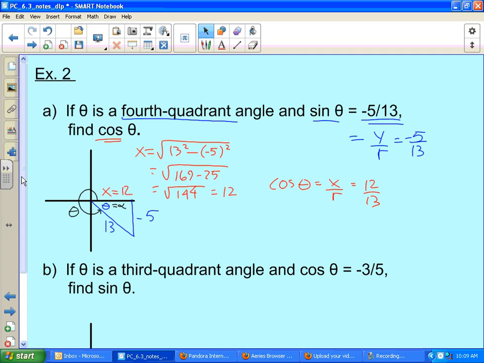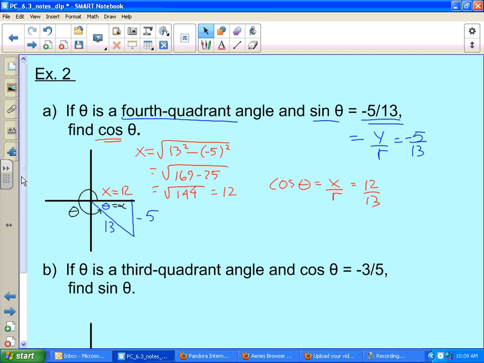Very good. It's because on the right-hand side, my x's are positive. On the left-hand side, my x's are negative. So that's why cosine is positive on the right and negative on the left, because cosine measures x. Cosine takes a look at x values. Sine takes a look at y values. So that's why sine was negative in quadrant 3.